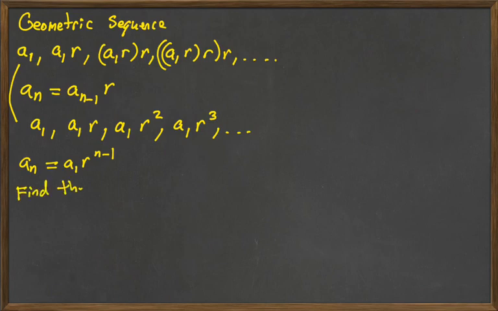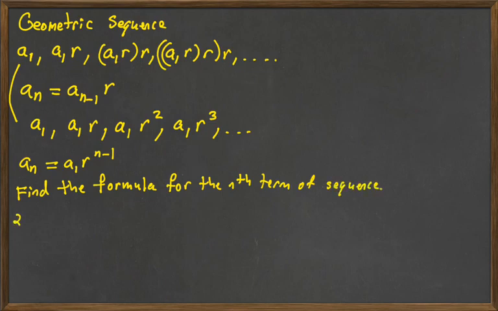So instead of finding the 50th term, we're just going to find the nth term formula, and we're going to look at two sequences here. So 1, negative 1/3, 1 over 9, negative 1 over 27, etc. Now, what it appears is happening is we're multiplying by negative 1/3.